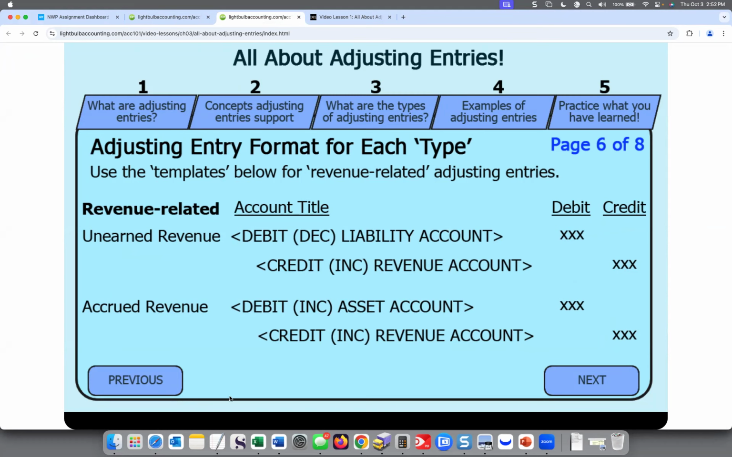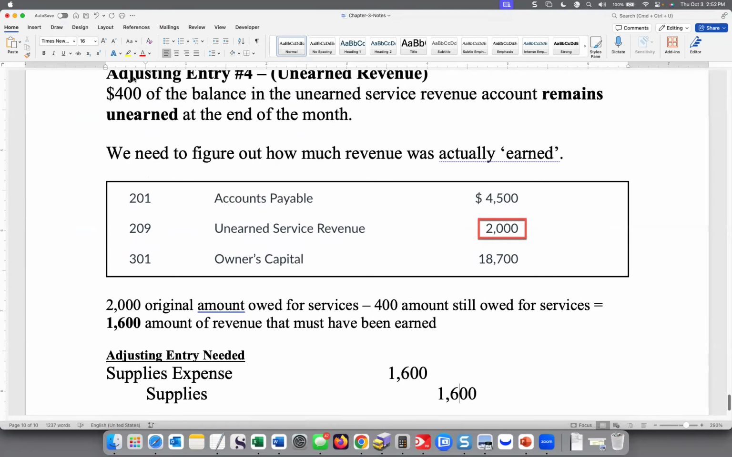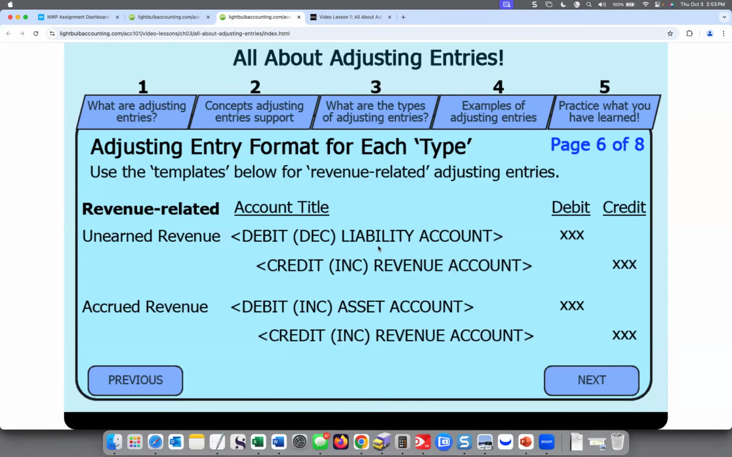And the logic behind that, if I go to the notes, is we have this balance in here originally, okay? And when they're telling us at the end we only have 400 left that we owe, we're going to have to take some off of this to reflect what is still left to be owed. So we need to take 1,600 bucks off of this liability account. And we know in order to decrease the liability, you have to debit it.